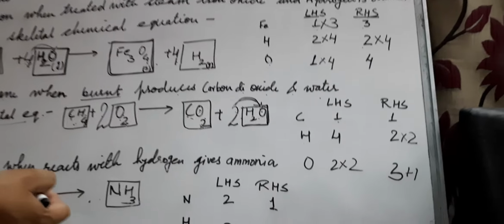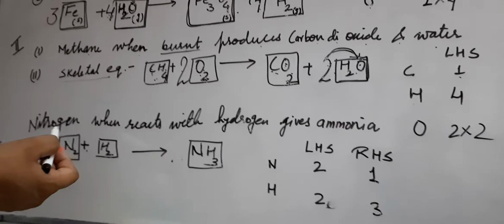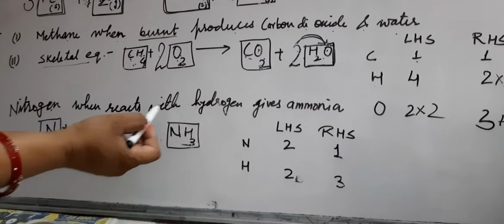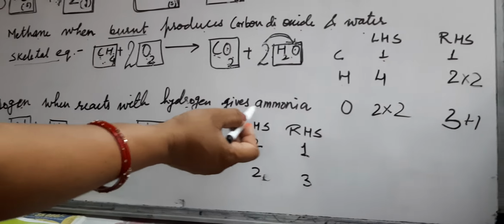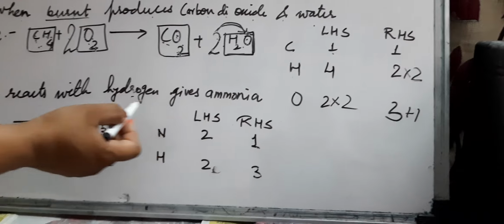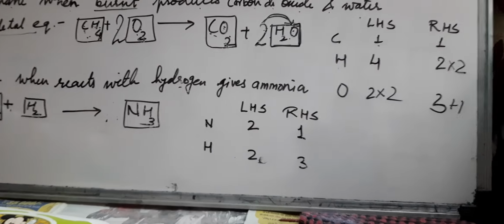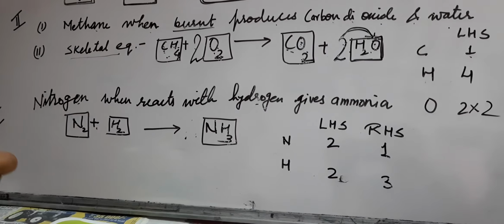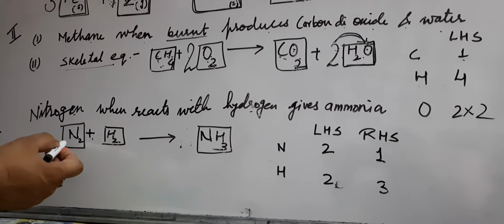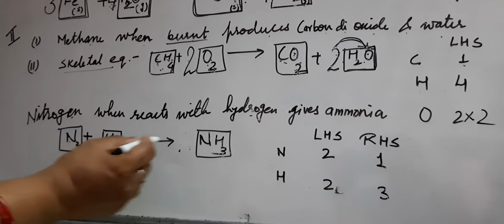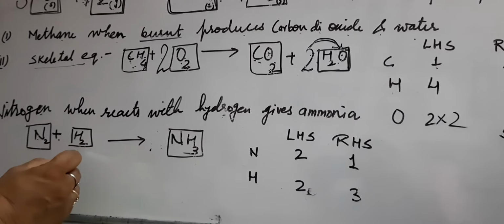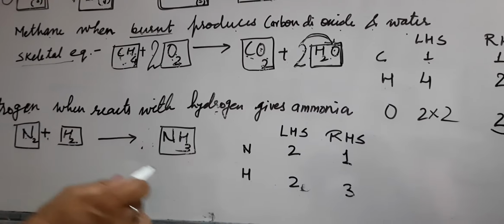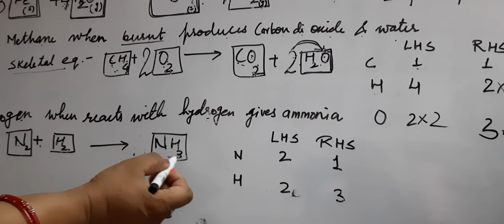Third equation I am taking for balancing, and that is nitrogen gas when combined with hydrogen gas gives ammonia. This is a reaction written in word form. Now I am writing their formulas. Formula of nitrogen gas is N2 and hydrogen gas formula is H2. When these two are combining together, they are forming ammonia gas.